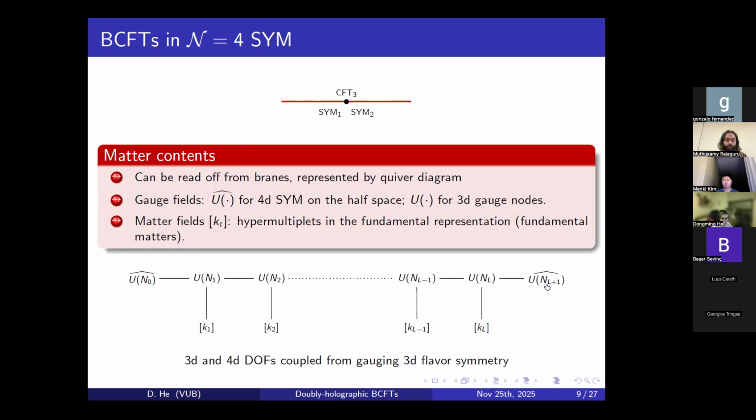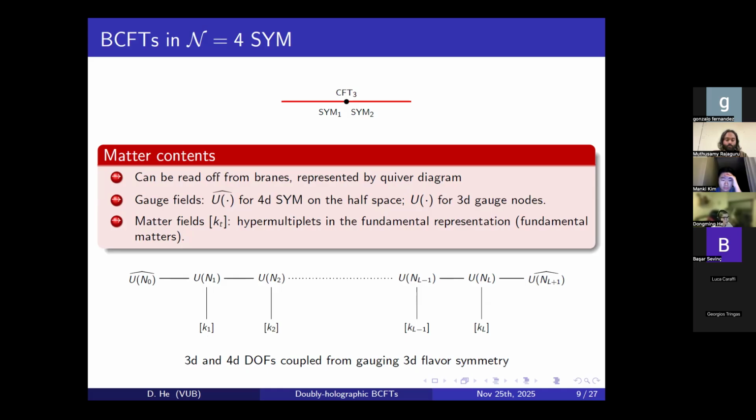And on the left and right side, the U(N) node with the hat is the 4-dimensional super Yang-Mills gauge node, and in the middle is the 3-dimensional gauge node. And the K1 to KL are some hypermultiplets represented by D5 branes.